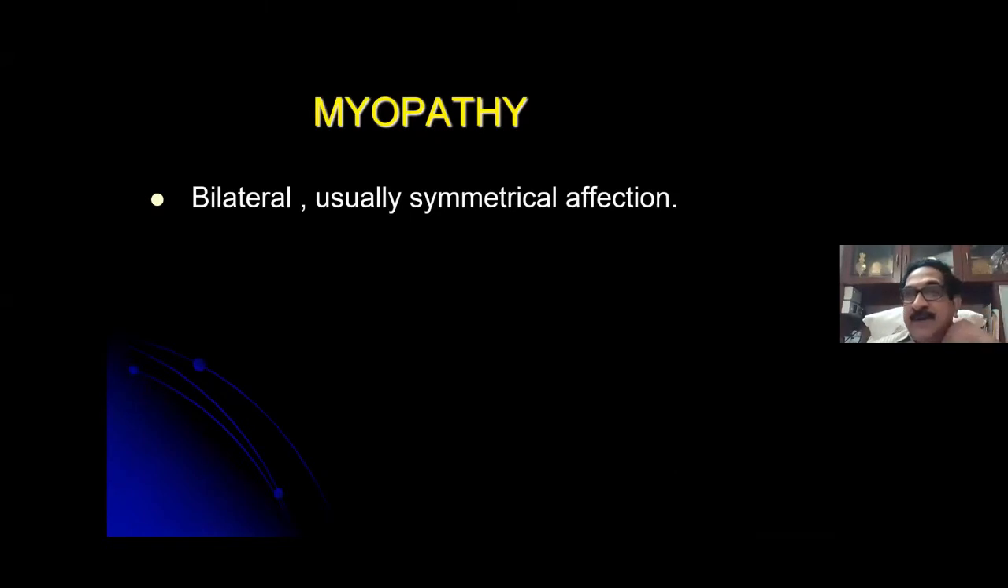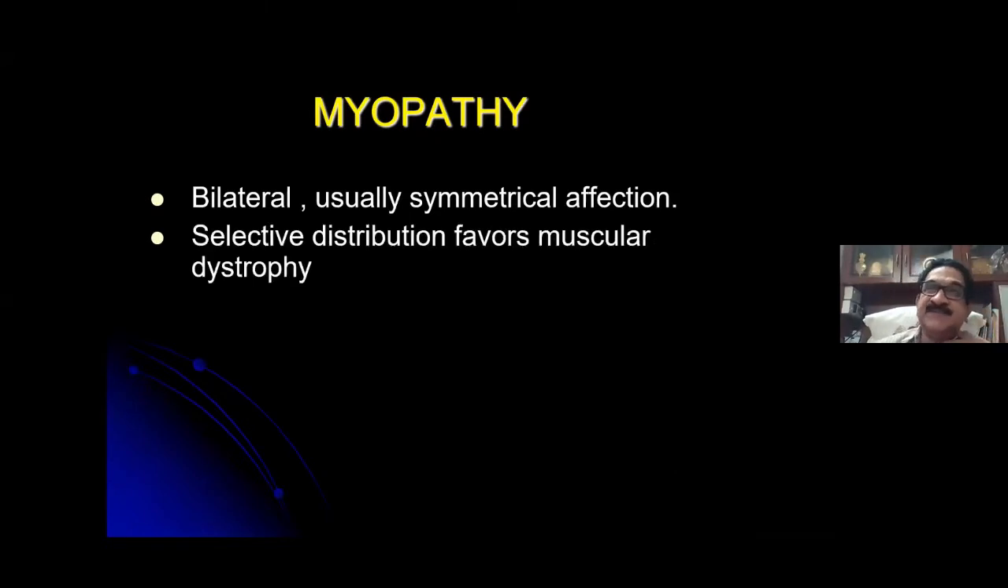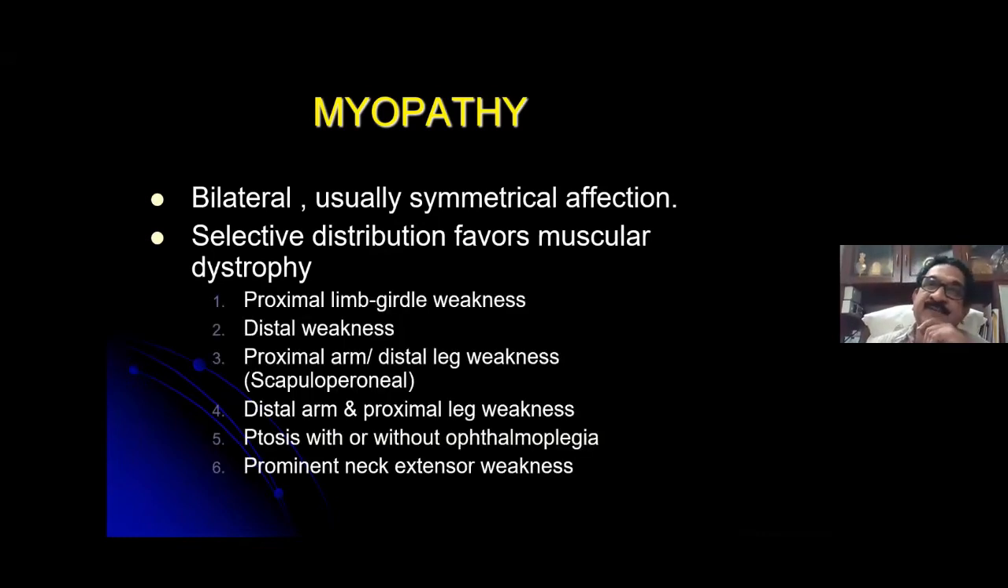When you diagnose myopathy, it's a symmetrical affection. Bilateral affection may not always be symmetrical, but usually it is symmetrical. And the most important thing is that a selective group of muscles is affected, which does not conform to a nerve or a root pattern. Only proximal muscles affected, only distal muscles affected, or proximal upper limb and distal lower limb, like that kind of scapuloperoneal distribution can occur.